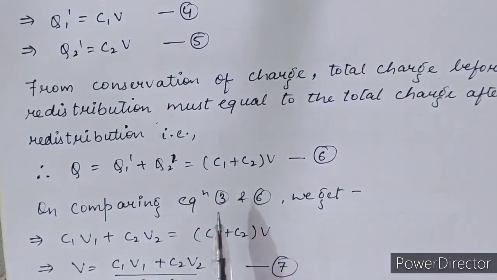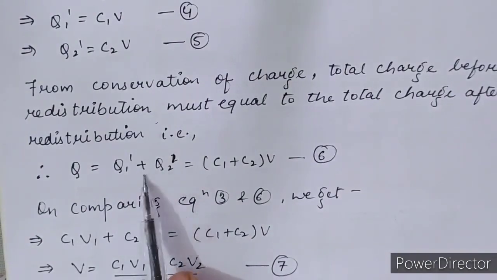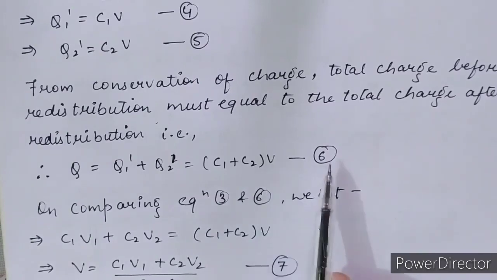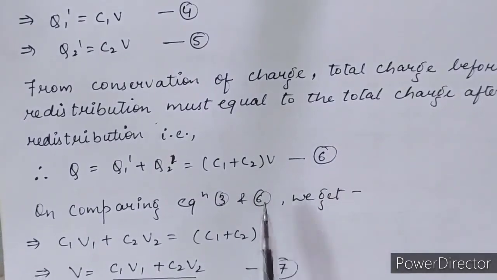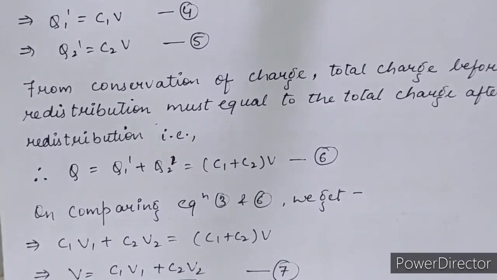From equations 4 and 5 we put the values: C1V plus C2V. V we will take common: C1 plus C2, multiplied by V. Equation number 6. Now from equation 3 and equation 6: equation 3 is the total charge before connection, and equation 6 is the total charge after connection.